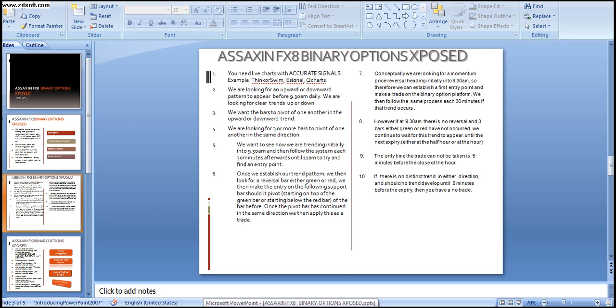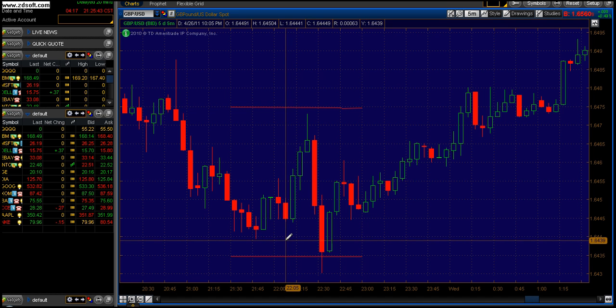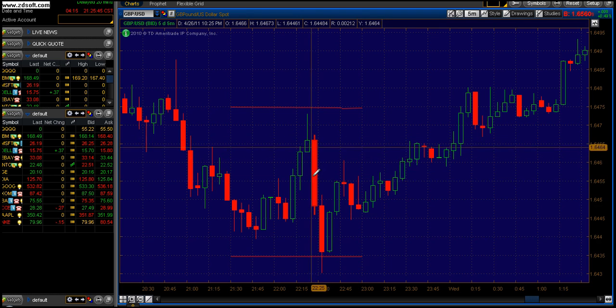So once the pivot bar has continued, the pivot bar in this case, if this is the first reversal of trend, this will become your pivot bar. So it's the following bar heading in the new reversal of trend. In this case, it would be this bar, but in this case here, it becomes this bar.